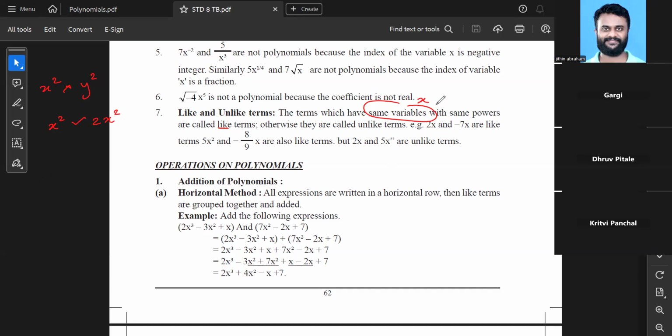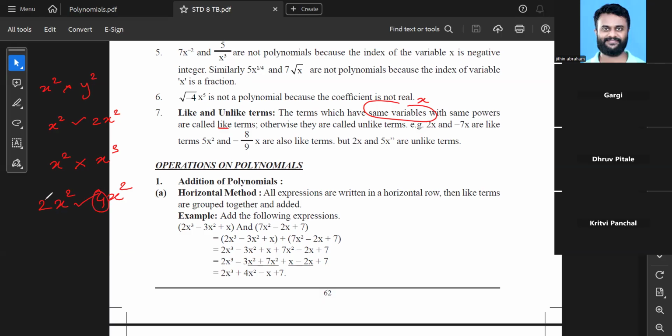Similarly, this is what the first point says. The variable should be same. The next point says that the power also should be same. For example, if you have x raised to 2 and x raised to 3, they are not like. If you have x raised to 2 or maybe 2x raised to 2 and x raised to 2 or maybe 4x raised to 2, then they are like. Okay, this is the basic understanding.